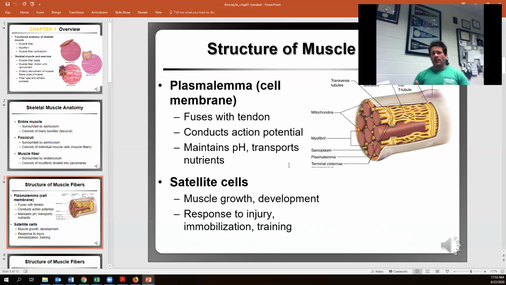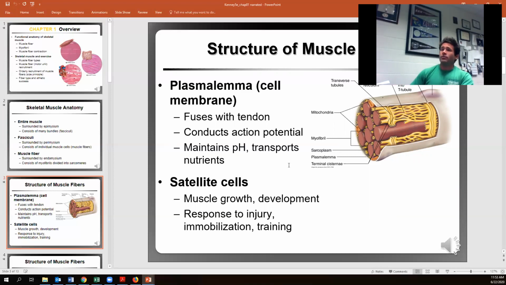We also have what's known as satellite cells. These are the stem cells specific to muscle that will become activated and then go ahead and fuse with fibers in order to help with growth, development, along with recovery from injury, immobilization, or obviously excessively hard training.